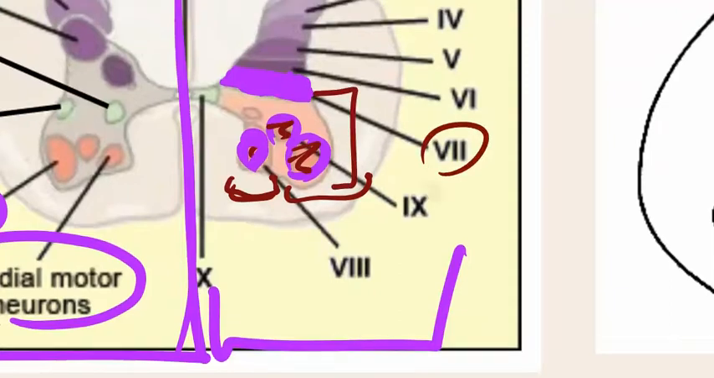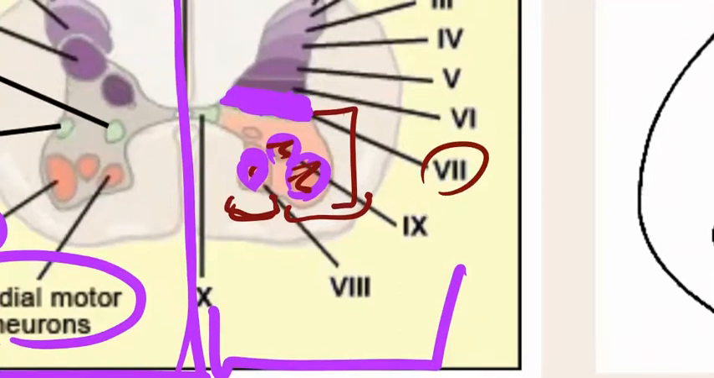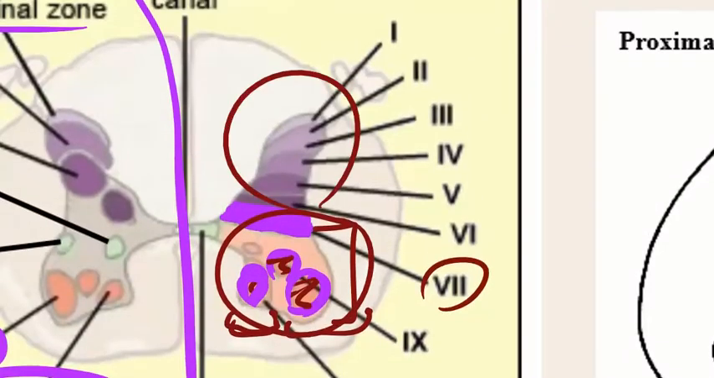What did we say this was called again? What was this called right here? Ventral horn. What's in the ventral horn? Motor neurons. What's in the dorsal horn? Sensory neurons. What's in the lateral horn? Preganglionic sympathetic neurons. T1, L2.